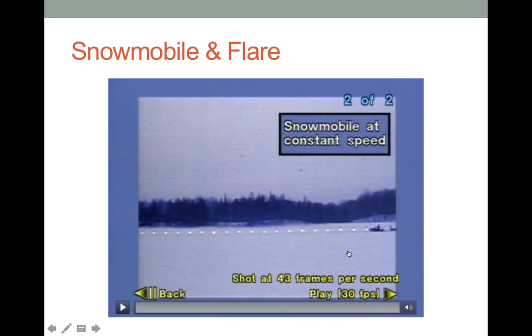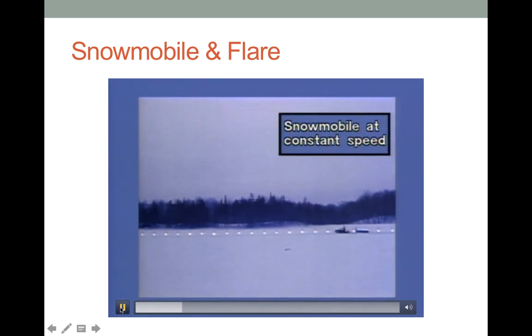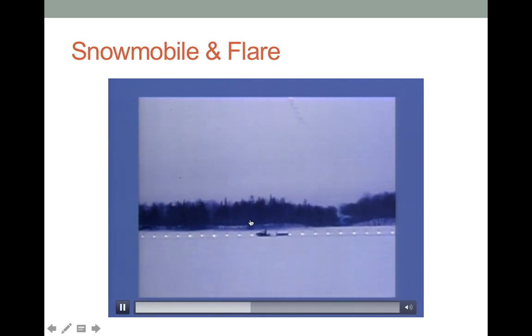The last video we're going to watch shows something similar, only now we're going to launch a flare from a moving snowmobile. And notice the flare is always directly above the snowmobile and lands right next to it. So from the perspective of someone in the snowmobile, they would just see the flare go straight up and then come straight back down, landing right next to where it was launched. We see it moving horizontally while also falling vertically, showing we see horizontal constant velocity with vertical constant acceleration.